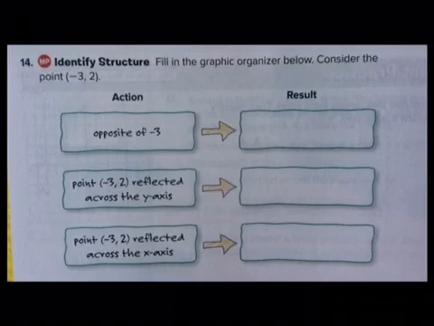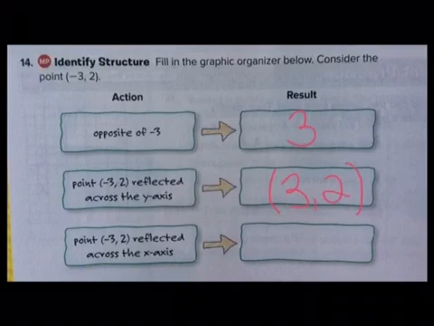Fill in the graphic organizer below. Consider the point (-3, 2). So we have x and y: x is -3 and y is 2. The opposite of -3 is 3. For the point (-3, 2) reflected across the y-axis, we have to change the x, because we're going across the y-axis. So the opposite of -3 is 3, and then we keep the 2, which is our y. Then the point (-3, -2) reflected across the x-axis.